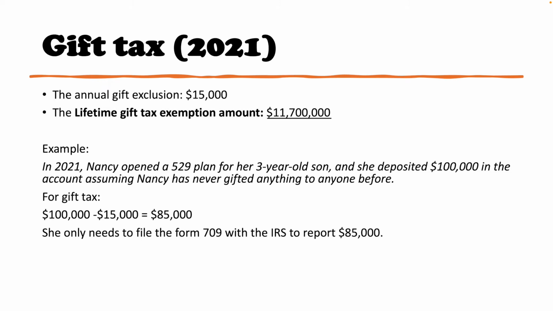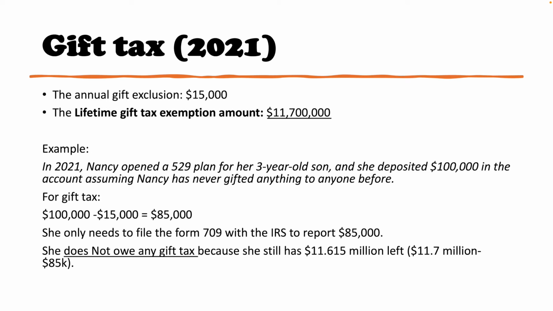What does reporting this $85,000 mean? The IRS basically said that in 2021 your lifetime exemption amount is 11.7 million. Say if before you had made a $10 million gift to somebody, you may only have 1.7 million left. However, Nancy didn't make any gift before. She has the entire 11.7 million left. So she now makes an $85,000 gift. This will reduce the 11.7 million amount for her lifetime, right?